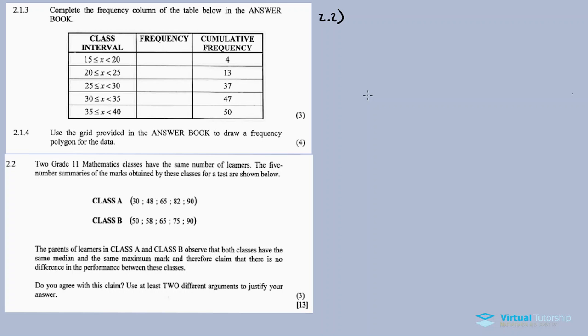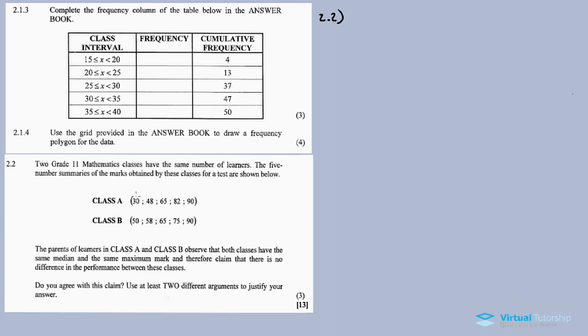Okay, look. If they give you the 5 number summary, in order to understand their data, look at class A. With class A we see that the lowest mark is 30, the highest mark is 90. In class B, the lowest mark is 50, which is a pass. So the lowest mark is 50, and everyone is above this 50. And then the highest mark is 90.